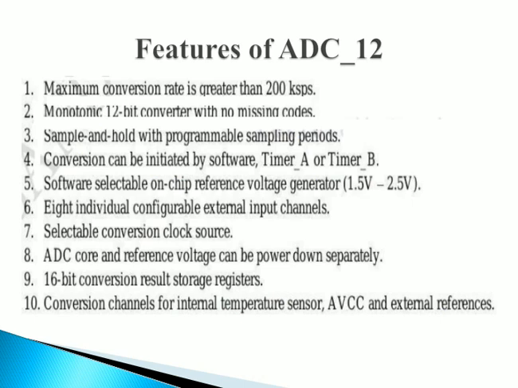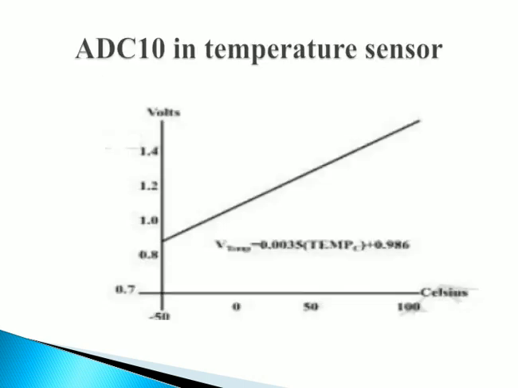Fifth, software selectable on-chip reference voltage generator. Sixth, it has 8 individually configurable external input channels. Seventh, selectable conversion clock source. Eighth, the ADC core and reference voltage can be powered down separately. Ninth, it has 16-bit conversion result storage registers, and the last one is conversion channels for the internal temperature sensor and external reference.